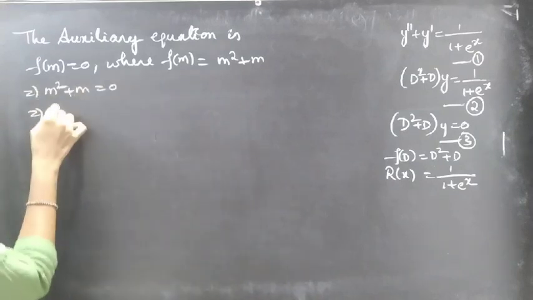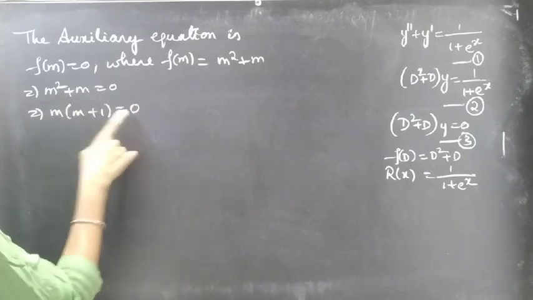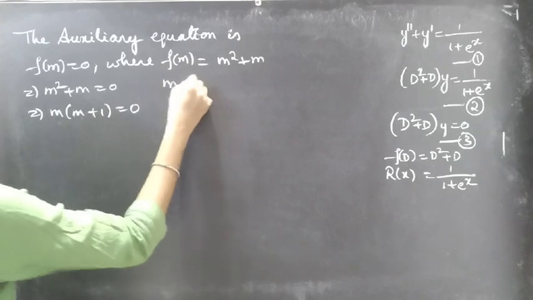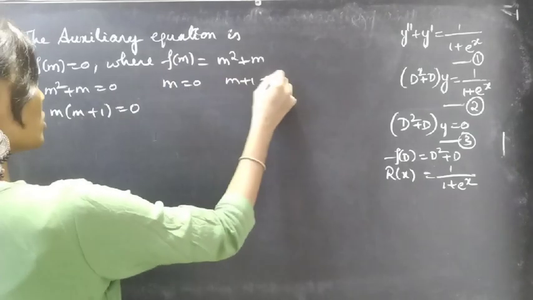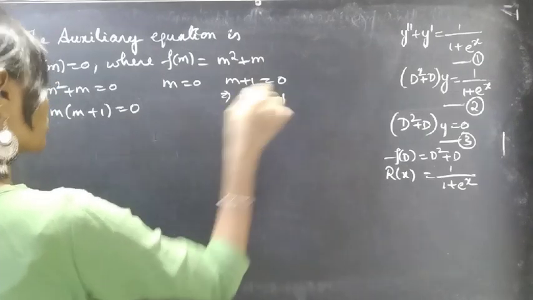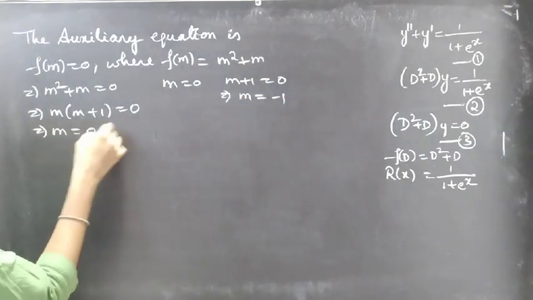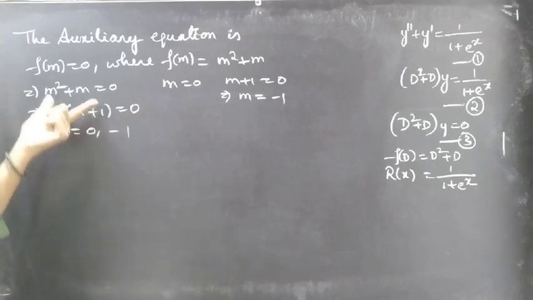Now take m common from these two terms, we'll get m times m plus 1 equals 0. Now equate each factor to 0, we'll get m equal to 0, m plus 1 equal to 0. m equal to 0 is one root, and from m plus 1 equals 0, we'll get m equal to minus 1, which is another root. So from this we get 0 and minus 1, which are real and distinct roots of the auxiliary equation.